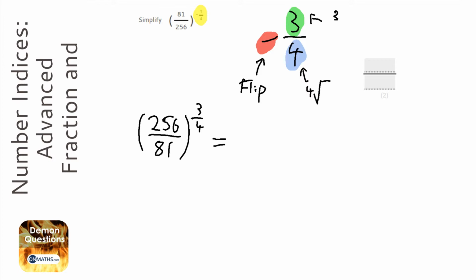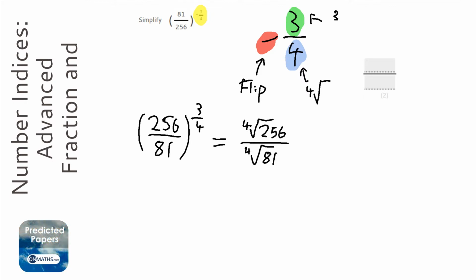Now, the next step is we need to find the fourth root of both the top and the bottom. So I need to find the fourth root of 256, and I need to find the fourth root of 81. And then we're still going to have to cube our answer. The easiest way is to pick some really small numbers. If you end up with a semi-small number, and 256 is not a very big number, then I just go through all the low numbers and think, right, what could it be?